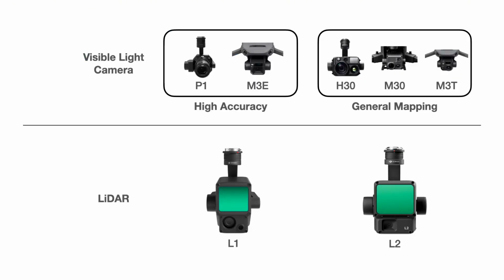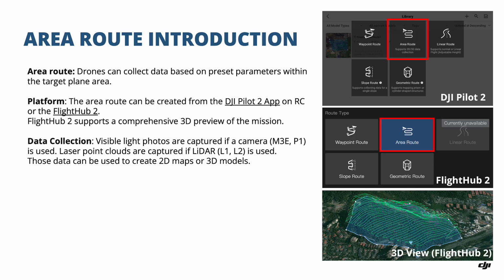About the camera for the mission, you can use a mapping camera like P1 or M3E to collect photos. Other non-mapping cameras like M3T, M30, and H30 series can also use the area routes to capture photos. Note that the quality and accuracy won't be as good as when you use a mapping camera. LiDAR payloads like L1 and L2 can be selected to capture laser point cloud. Those data can be used to create 2D maps or 3D models.